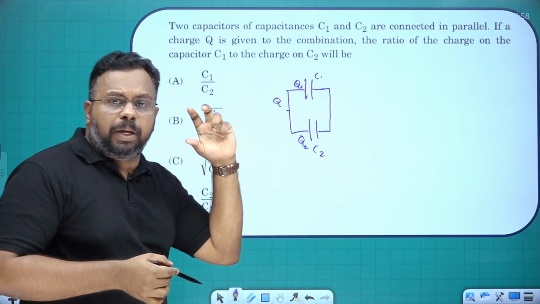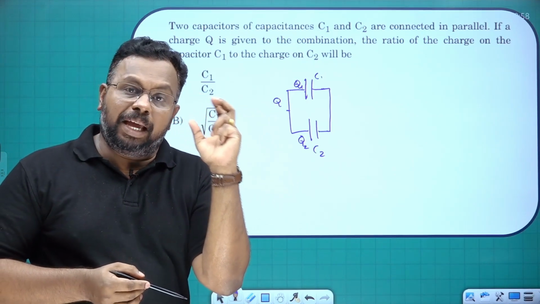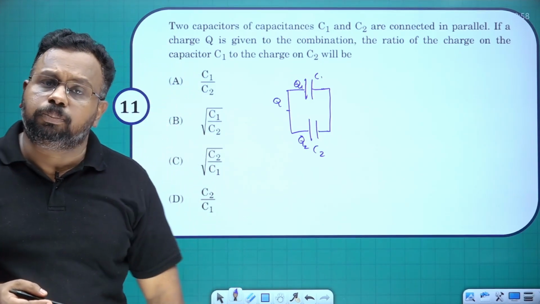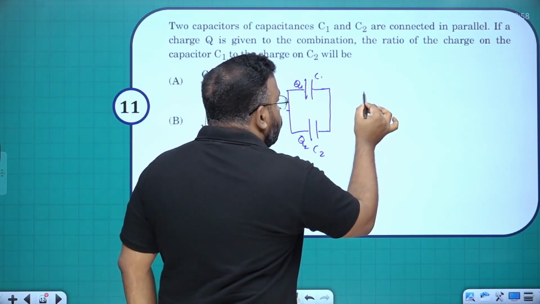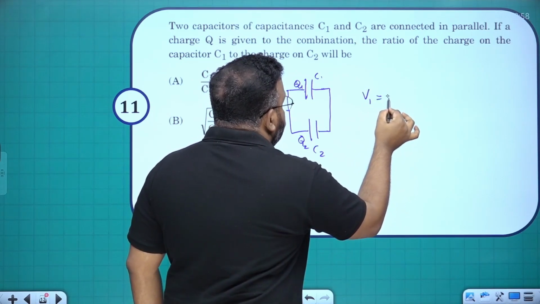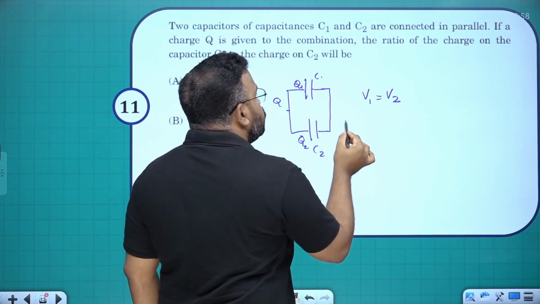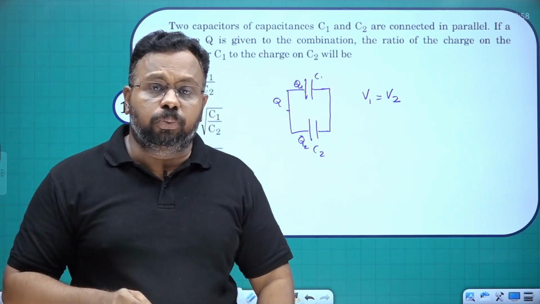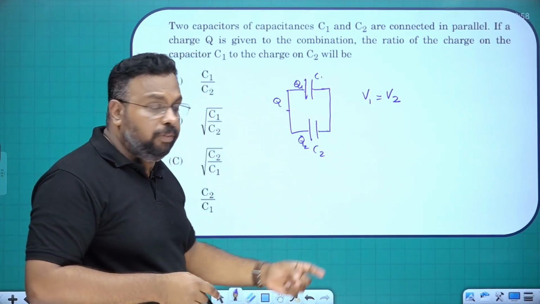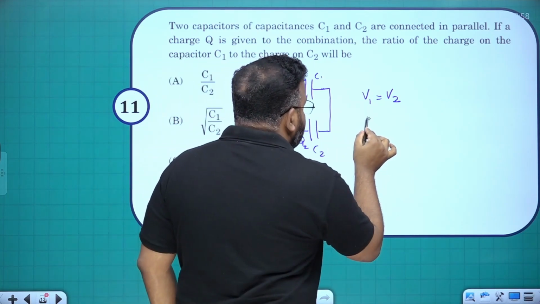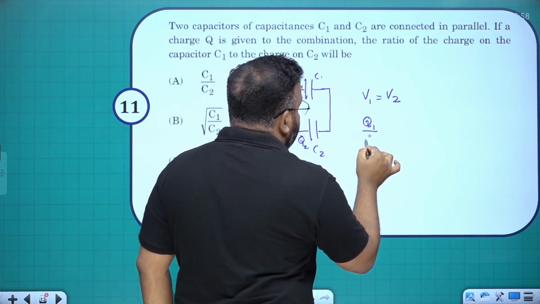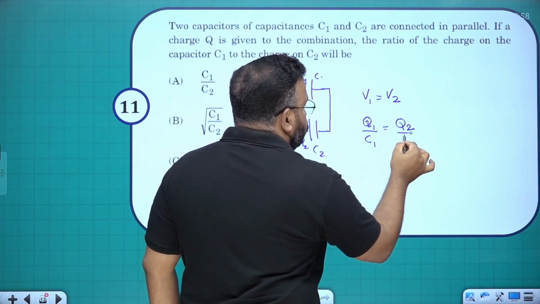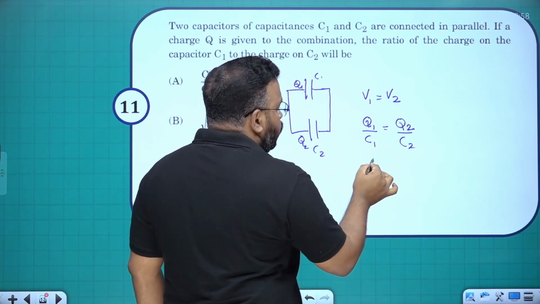So here you can see capacitors are connected in parallel. In parallel combination, which quantity is the same, is common? It's potential, right? So we can write V1 is equal to V2. What is the relation between C, V and Q? Q is equal to CV, or V is equal to Q by C. So we can write Q1 by C1 is equal to Q2 by C2.